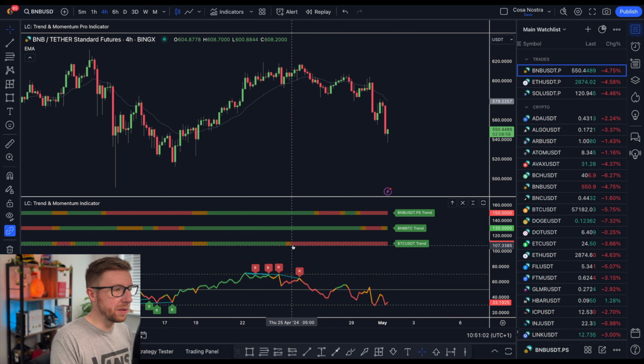The other, and the one that people tend to forget, is what is Bitcoin doing? Bitcoin is also showing signs of red. It's showing signs of a retracement. So that's three bits of information it's giving you straight off the bat.